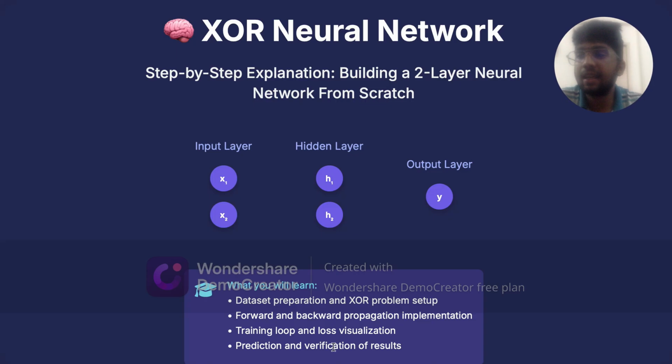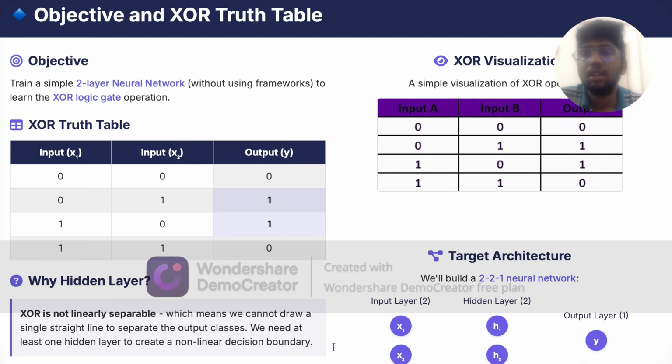What we'll be seeing is dataset preparation, explanation of the code, forward and backward propagation, training, and prediction. The basic objective of this problem is to build a two-layer neural network, which is going to have an input, hidden, and output layer. This is the XOR truth table, which has two features, x1 and x2. The output is y.